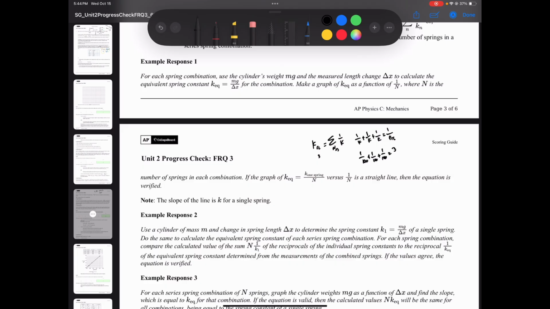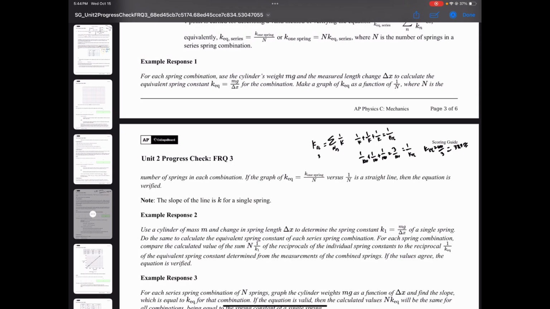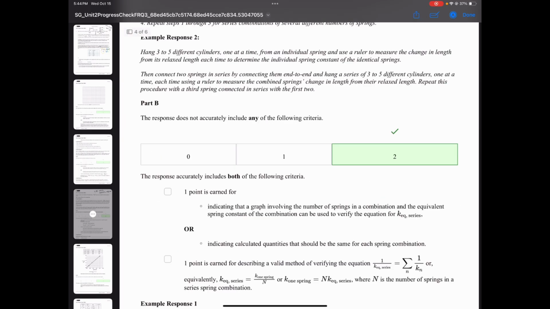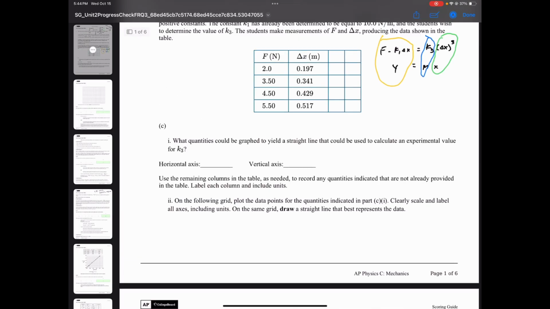That equals 3 over 100. And the equivalent spring constant, KEQ, would then be 100 over 3, which is what we expect. All right, so that would verify the equation, right? If you made a plot of the equivalent spring constant versus 1 over n, you should get a direct relationship. And that just has to do with how the equation is set up.